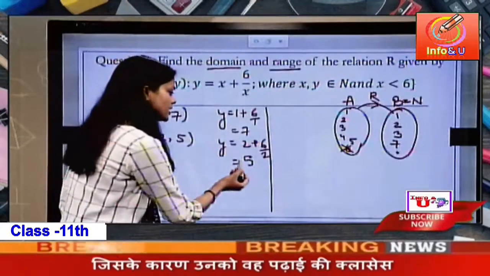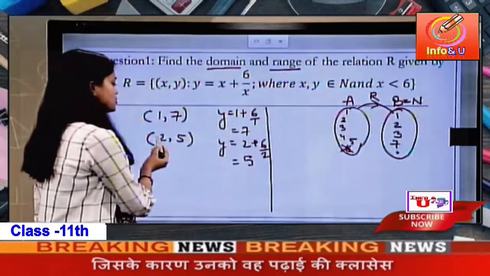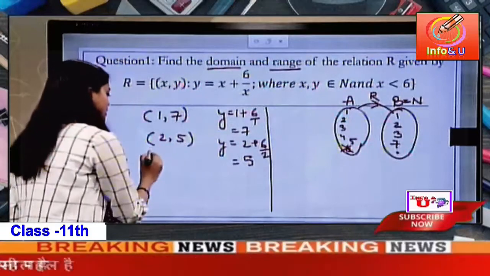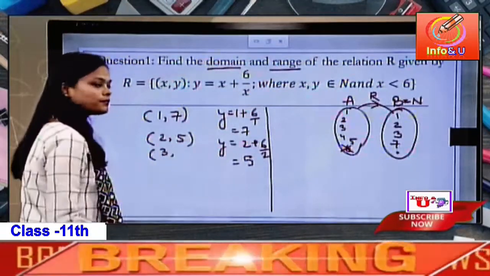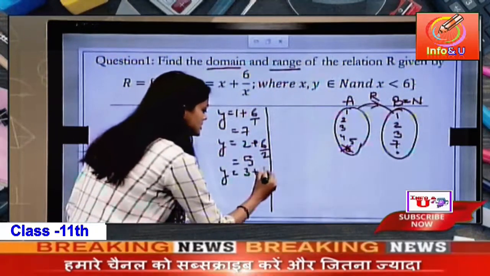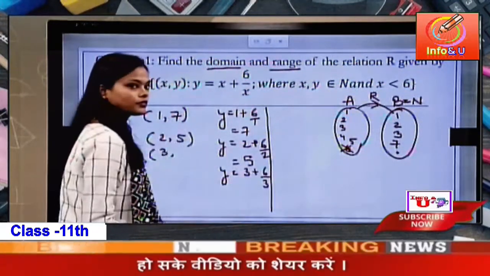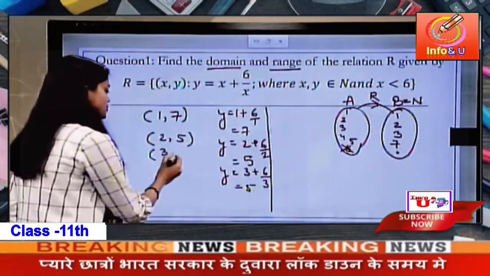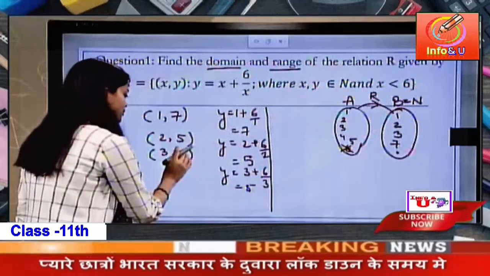Now, for 2, Y is equal to 5. So yes, 2 is also having its image. 2 is related with 5. Now let us take 3. What will be its image? 3 plus 6 by 3, which is again coming out to be 5. So 3 is again related to 5.